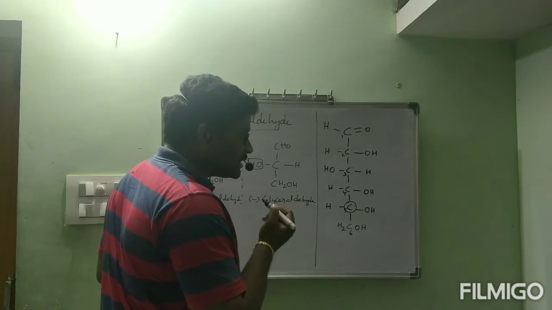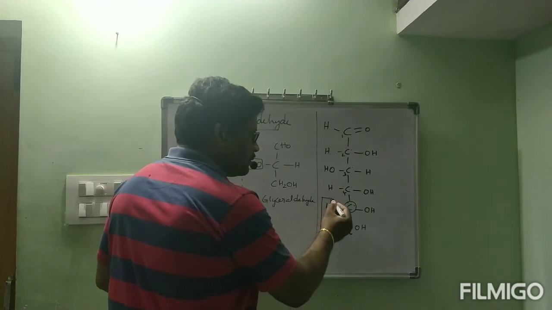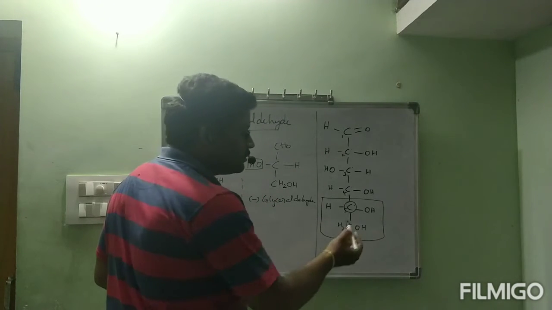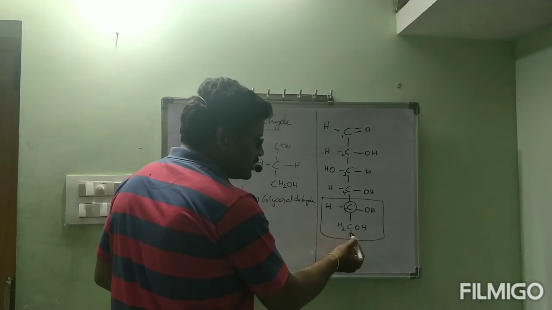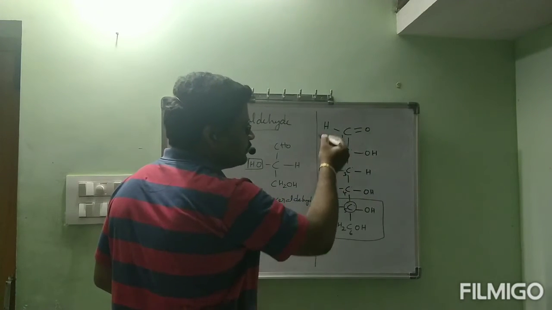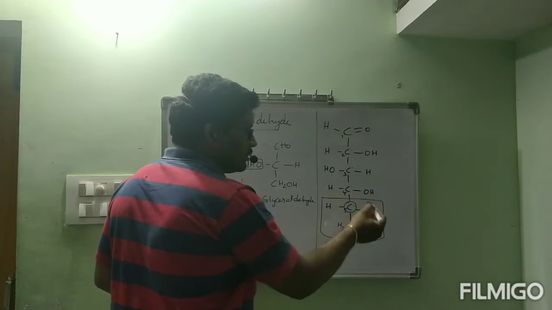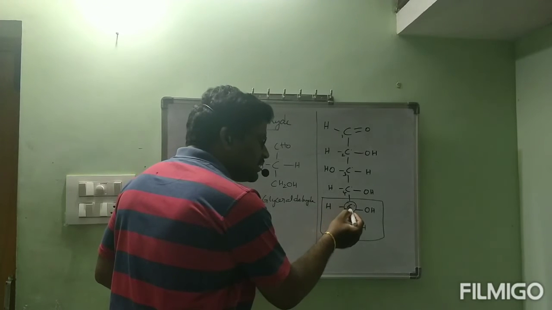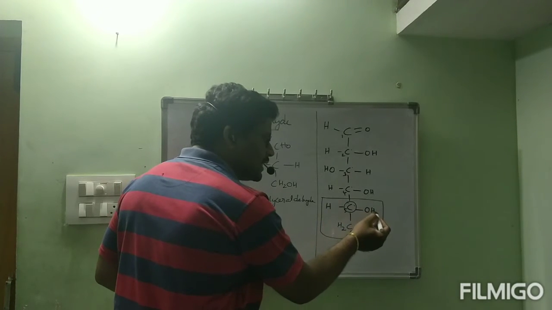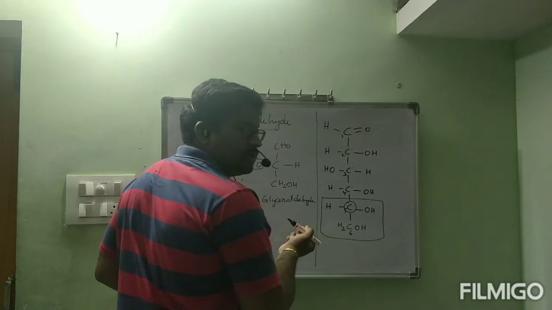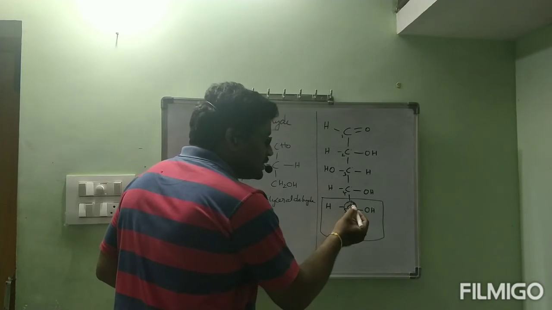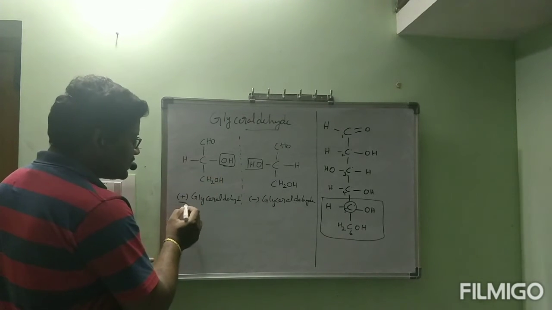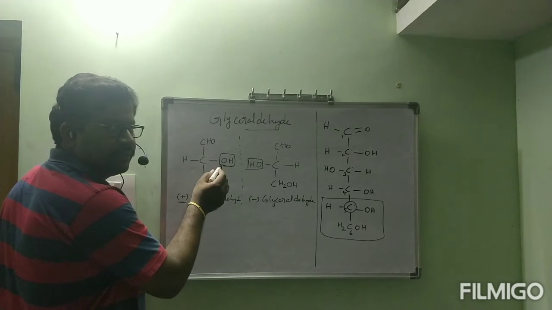That last asymmetric carbon is bonded to OH, H, CH2OH, and the remaining entire group. This is a different group, this is different, this is different, and this is different. This last asymmetric carbon contains OH on the right side, CH2OH here, H here. It resembles plus glyceraldehyde, which contains OH on the right side.